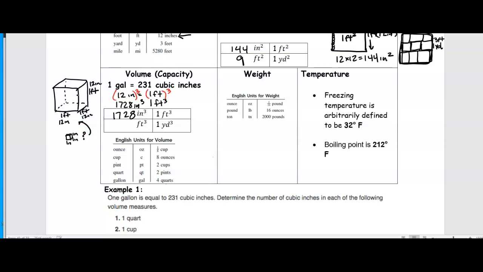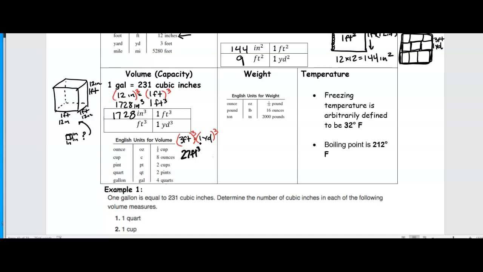1,728 of these are going to fit into a cubic foot. And then lastly, we can do the same thing with feet to yard. So we can write down our conversion. 3 feet equals 1 yard. And then we can go ahead and cube both of those. So 3 times 3 times 3 is 27. So we get 27 cubic feet.